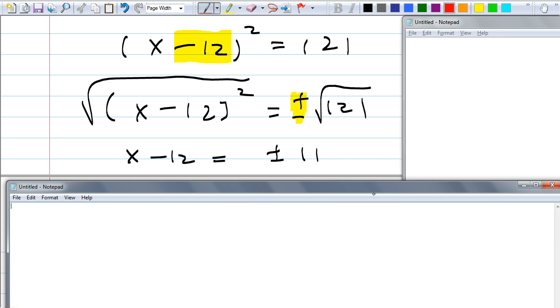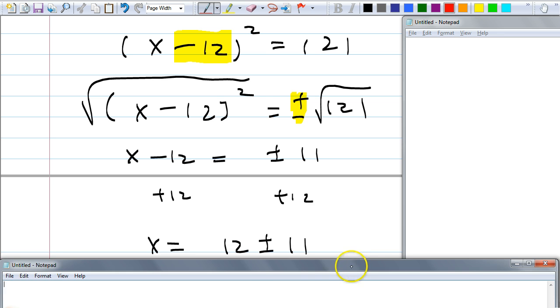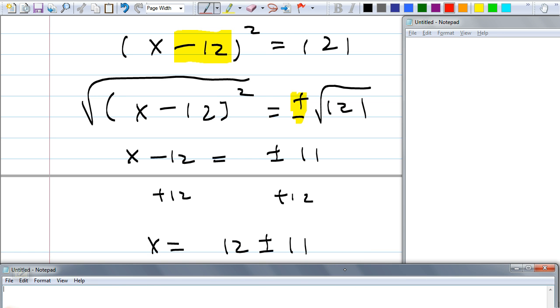Okay, what do I do next? You move 12 to the other side. By? No, you have x minus 12, so you have to add 12 to both sides. So you get x equals 12 plus or minus 11. Now, let's write down the solution. How many numbers does this represent? 2. Let's write down the smaller one first, because we like to write things in increasing order.